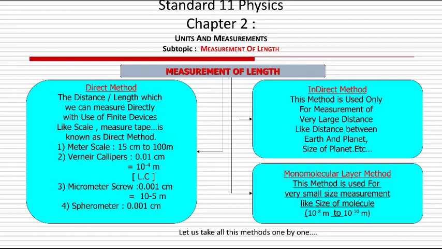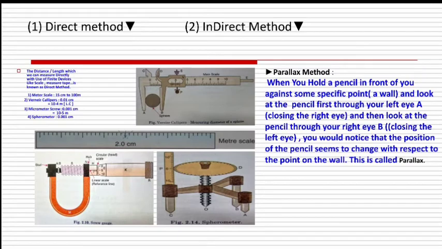Now let us see what instruments are used here. In the direct method, the first is the vernier calipers. You can see the picture of the vernier calipers, in which we can use a sphere or a wire to measure the diameter or length of the object. Second is the meter scale, which we know very well. Another is the screw gauge or micrometer screw, and third is the spherometer. With the help of the spherometer, we can also measure the radius of curvature of a spherical surface. So this is the direct method.